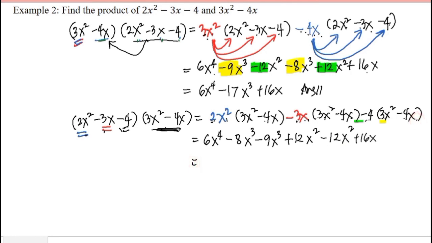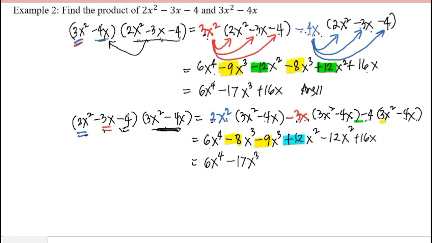Now, combine like terms. For x to the fourth, that's 6x to the fourth, and for x cubed, that's negative 8 minus 9, plus negative 9, and that is equal to negative 17x cubed. For x squared, we have here positive 12.